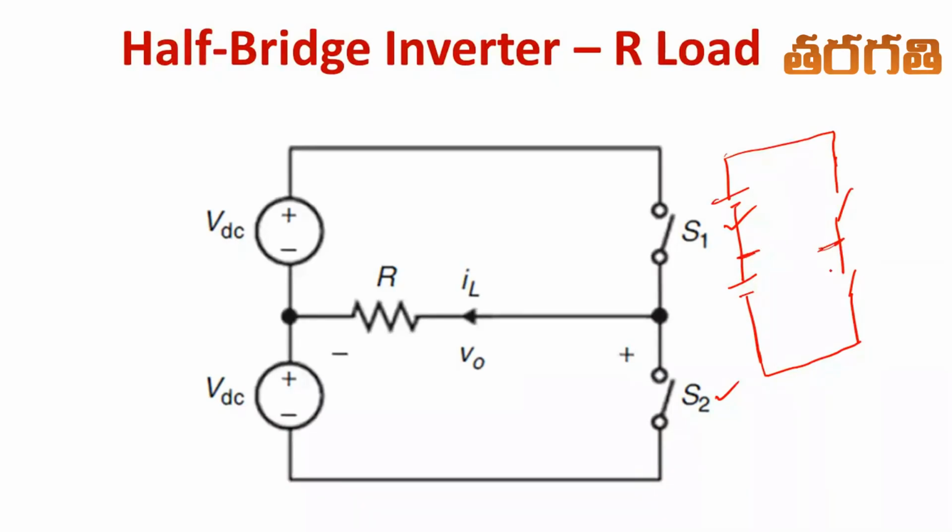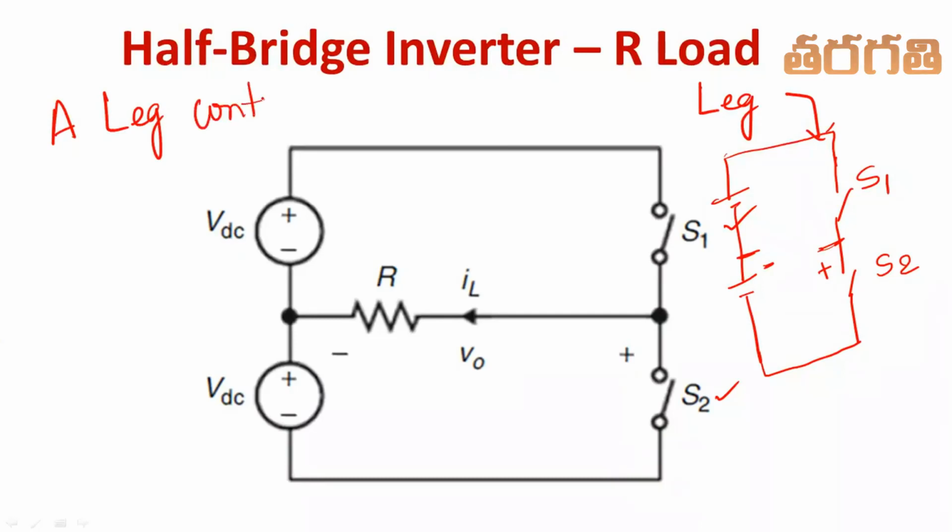At the midpoint the voltage is measured, with the positive terminal taken nearer to the switch and the negative terminal taken nearer to the source, so that the switches are named S1 and S2. The point you need to remember is that this is called a leg. A leg contains two switches.